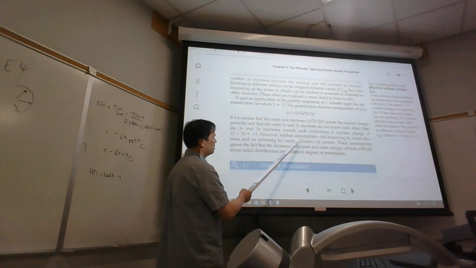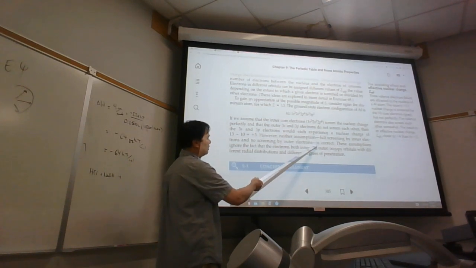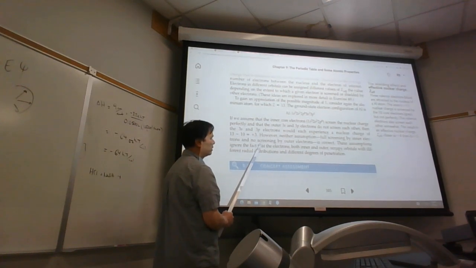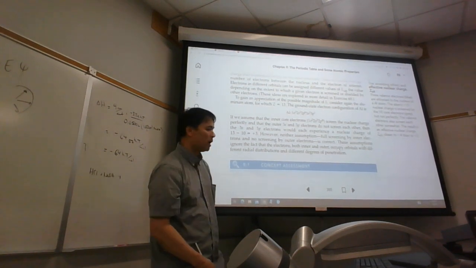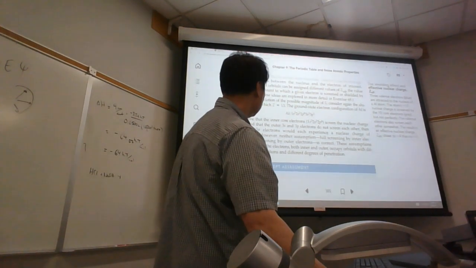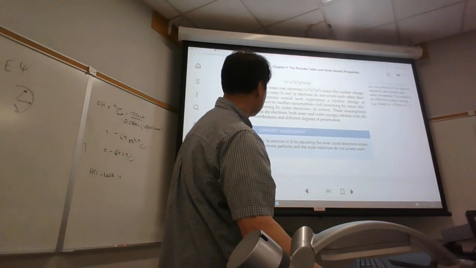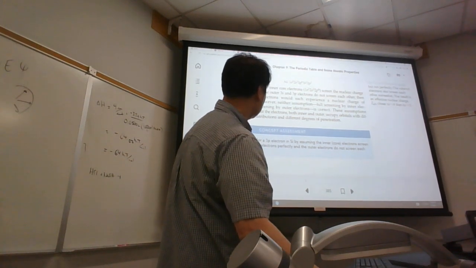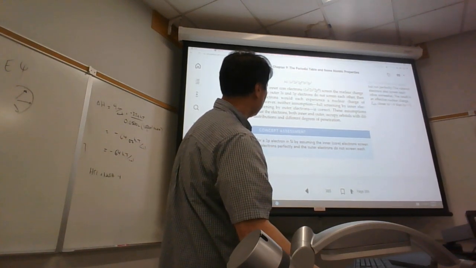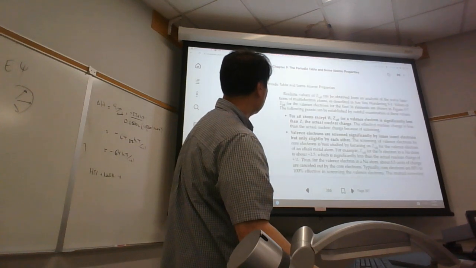However, neither assumption is correct, that is, full screening or no screening by outer shell electrons. And so this is overly simplified. This is what was seen in the MCAT exam, which is kind of interesting because why do they care so much? So what we can do is we have a better model of this.